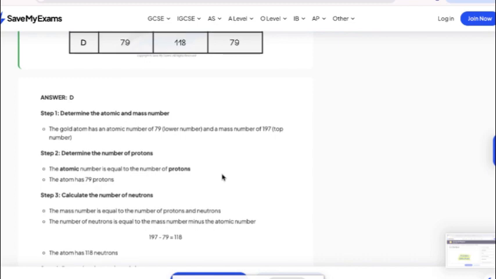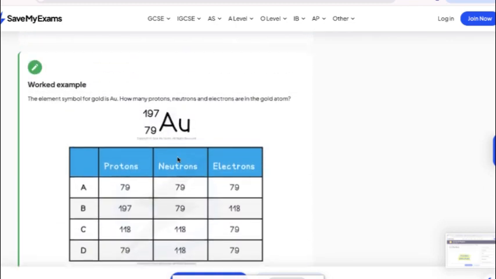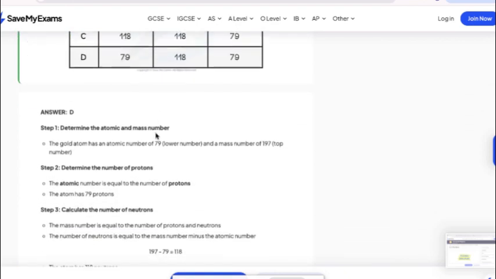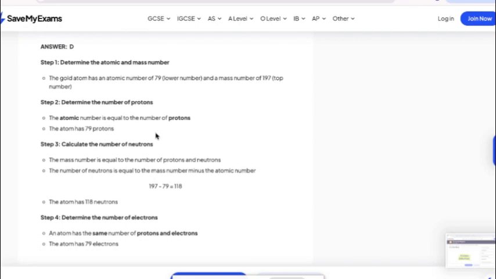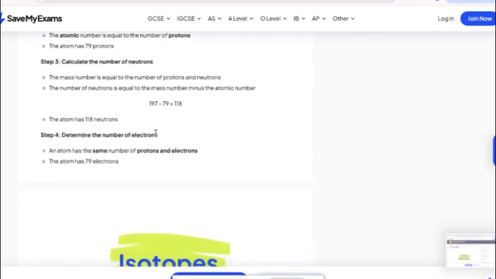Now the gold atom has atomic number 79, and the mass number 197, okay, which is on the top, from the chemical symbol. 197 is the mass or nucleon number, and 79 is the atomic number or the proton number. Is that okay? So that's that for this question.